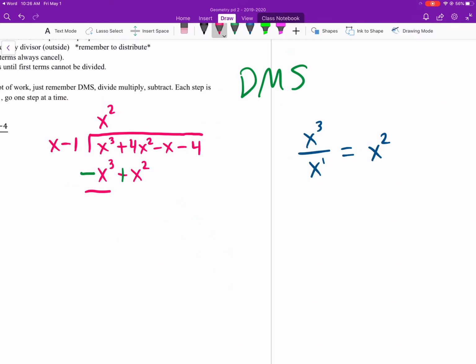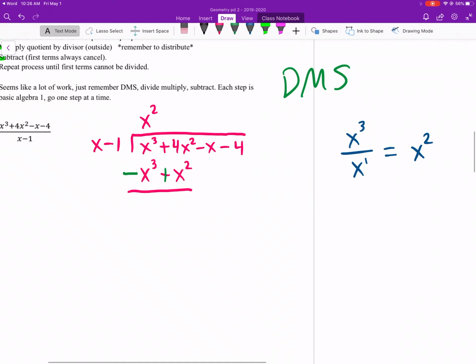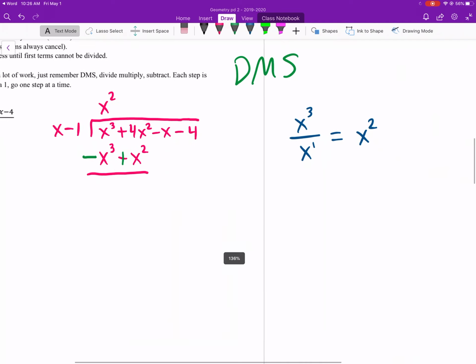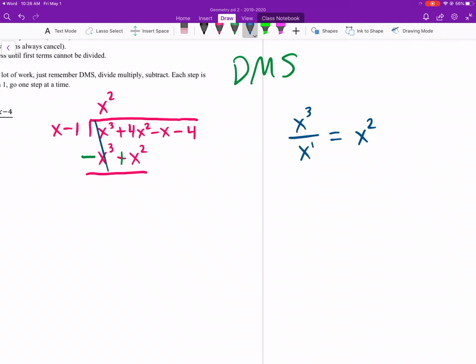All right, so now remember, when we subtract, what was said here for step 3, the first terms are always going to cancel. All right, so this is gone. X cubed minus x cubed, those are gone. Okay, but now there are x squared terms. Let's see what we have. We have 4x squared, and we have plus x squared, so plus 1x squared. So we end up with 5x squared. So divide, multiply, subtract. All right, next, repeat the process.